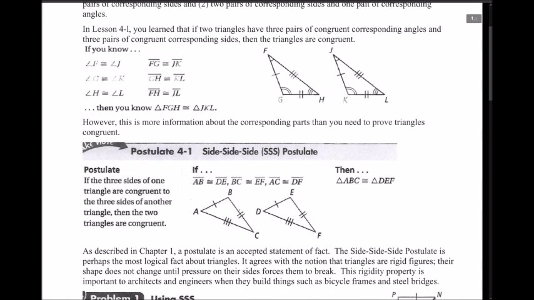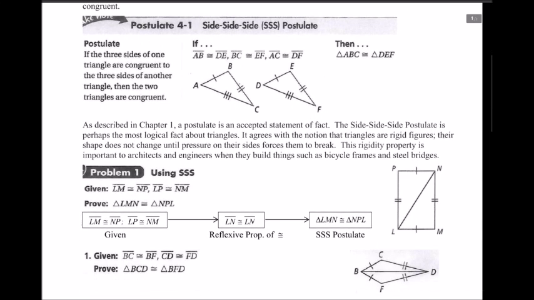So we started out 4.1, and we said that triangles where all of the corresponding angles and all of the corresponding sides are congruent, and we wrote a congruence statement. We really don't need all of this, so we are going to simplify it here. And our first one is the side, side, side postulate, and you can shorten this to SSS postulate.